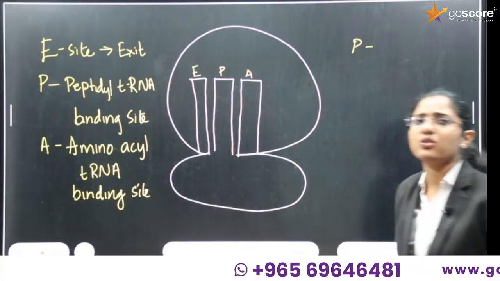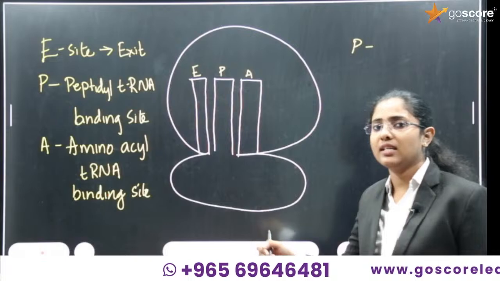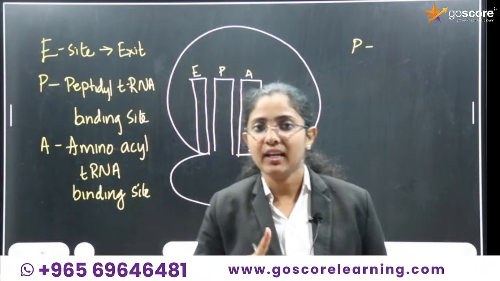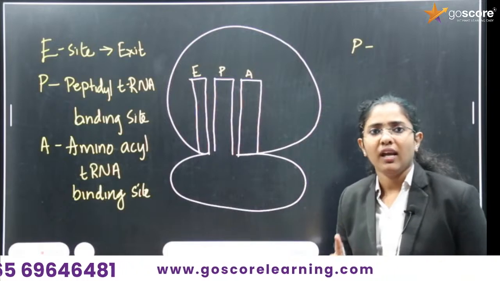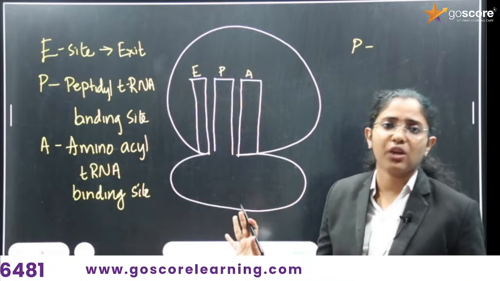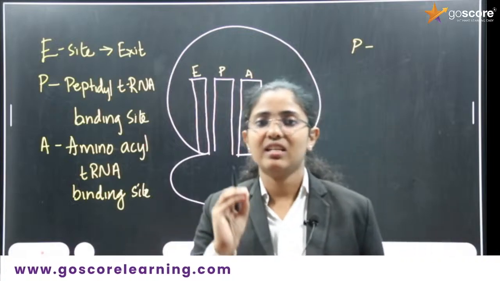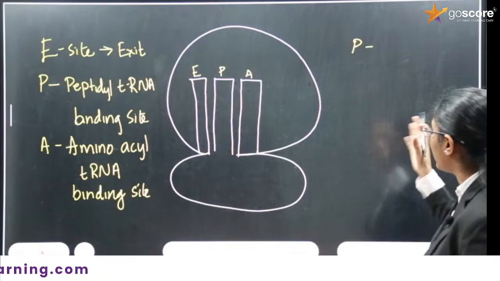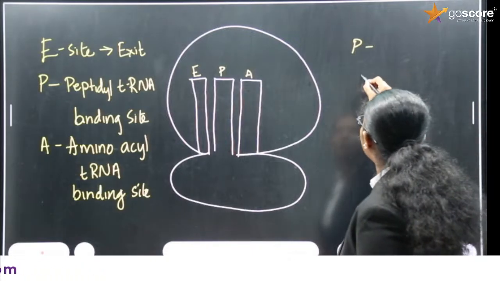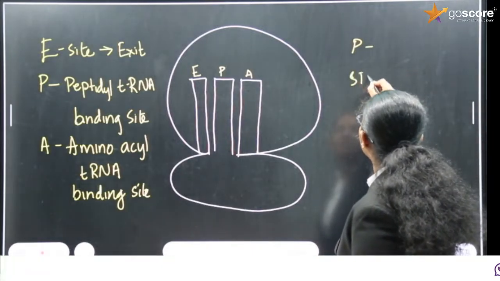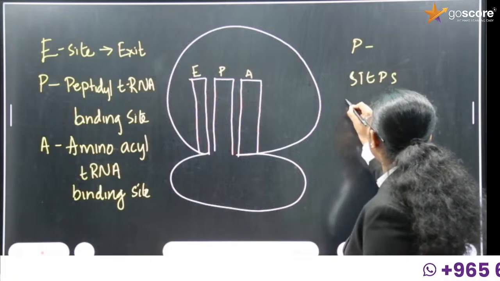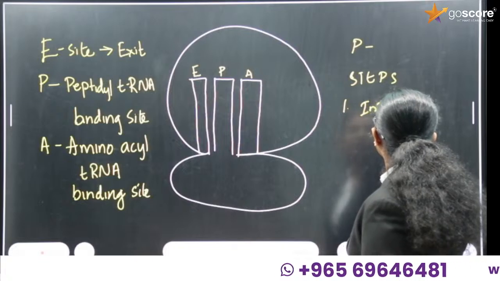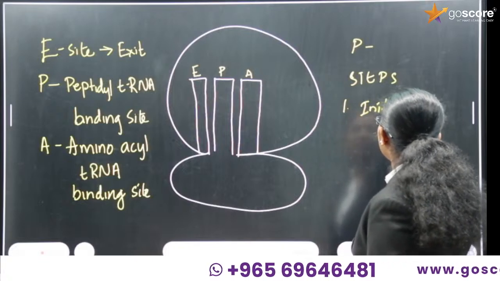What is the function of the P site? During translation, the first amino acid is methionine, right? The first codon is AUG. The initiator codon is AUG. During the initiation step, the first step is initiation. What is the first step during translation? We can just go through the steps of translation. The first step is initiation. What happens in initiation?